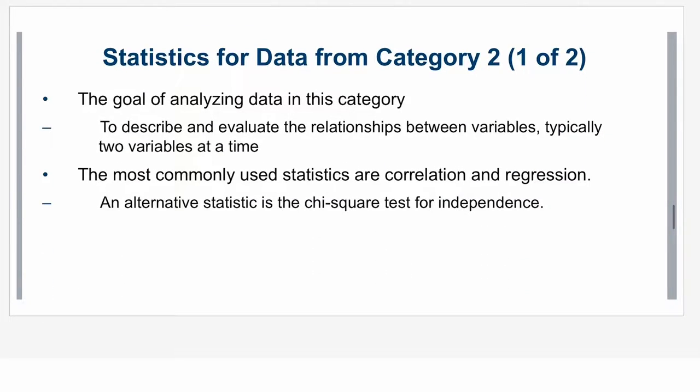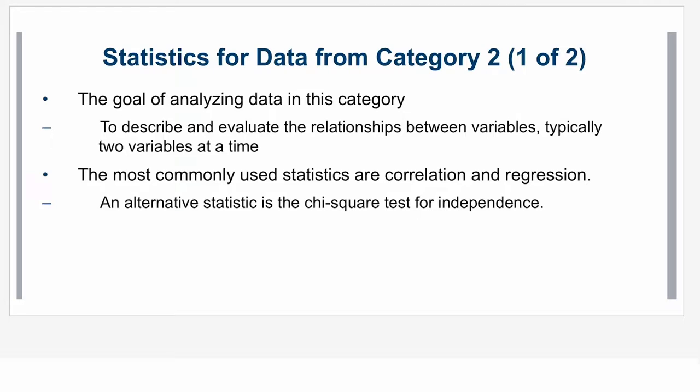Now, category 2, remember the goal is to describe and evaluate relationships. Typically it's 2 variables at a time, but it's relationships. Remember, we're measuring 2 variables. There's no groups. We're measuring 2 variables, and then we're seeing how those 2 measurements relate to each other. The most commonly used statistics, obviously, are correlation and regression here, which we talked about in the last chapter, I believe, or maybe it was the one before. But the alternative statistic for the non-numerical is the chi-square test for independence.